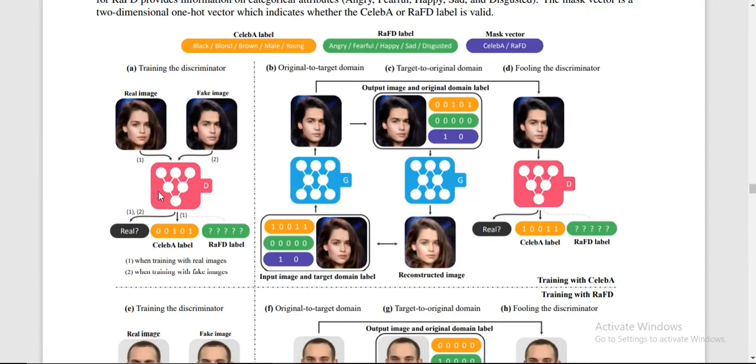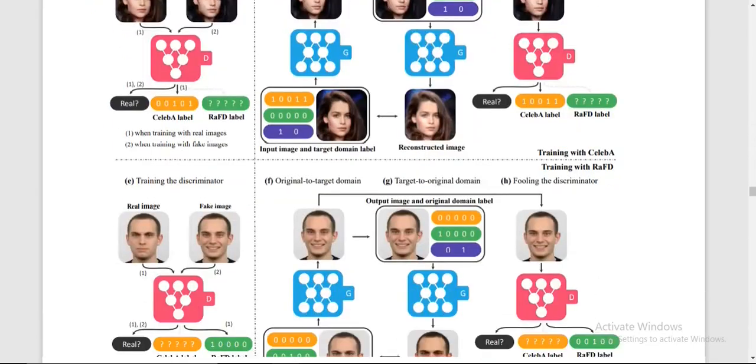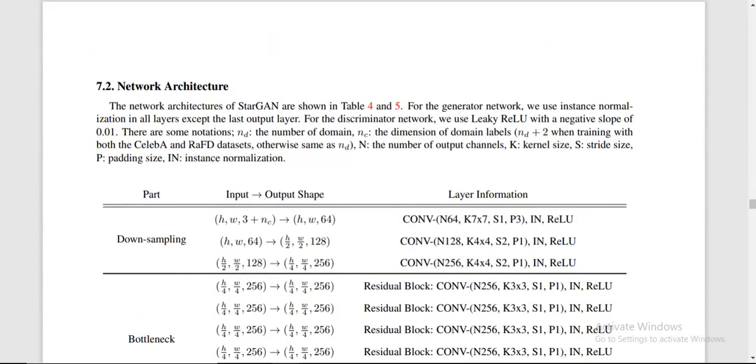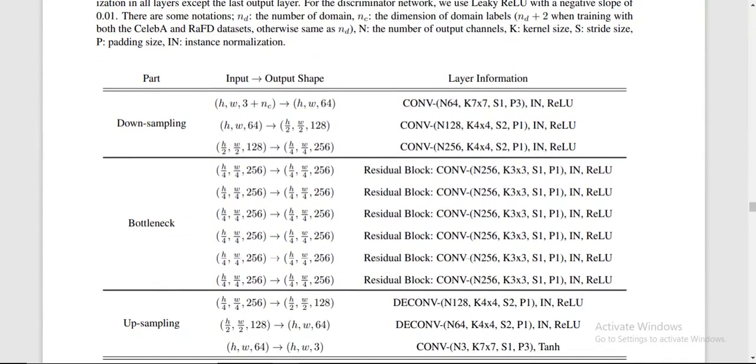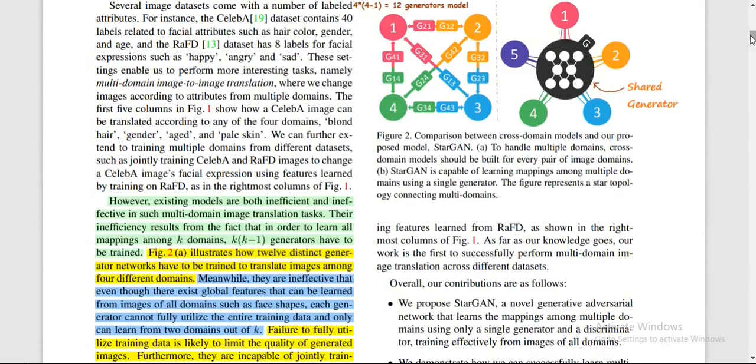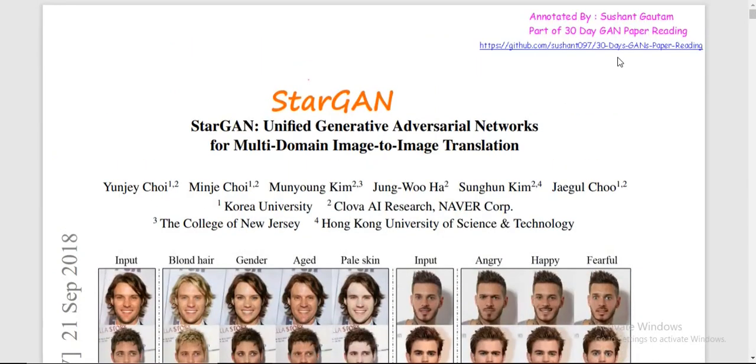For example, the input image and the target domain go to the generator, which produces the reconstructed image and generates real or fake, and the domain classification, for example the CelebA label and the RaFD label. And here is the detail of the network architecture: how they are using downsampling, how kernels are arranged, how residual blocks are, the number of kernels, number of filters, and so on. I think that is the overview of StarGAN, and I hope that you understand it too.